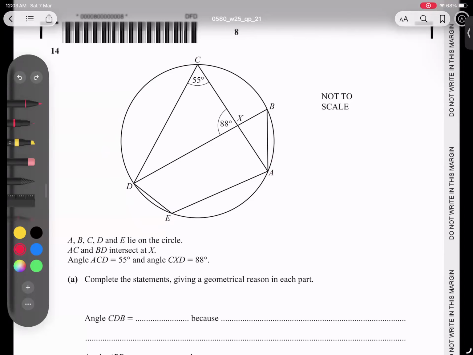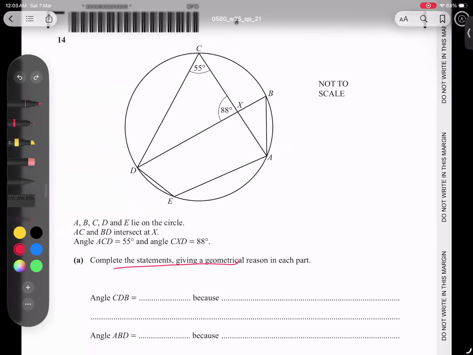No diameter is given in the question and no tangent. What he's saying is, complete the statement giving a geometrical reason for each part. First, CDB. Where is C? C is here, D is here, and B is here. So basically, he's asking about this angle. You can extend the line, stop here or move forward, no problem.